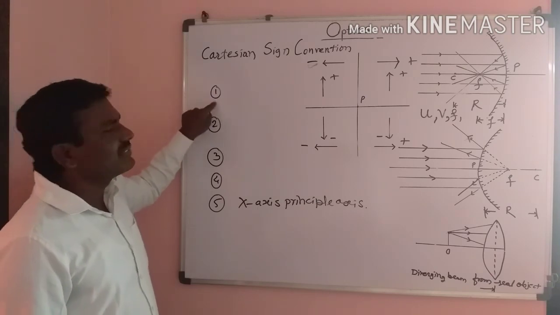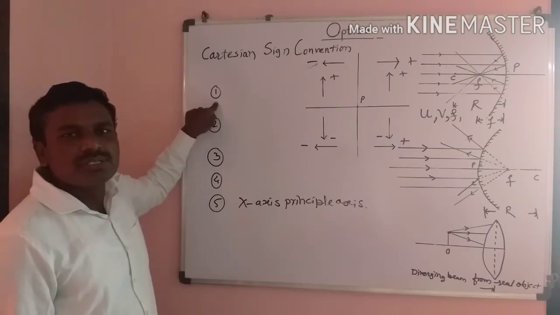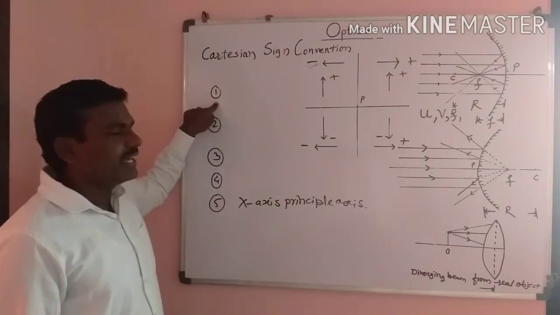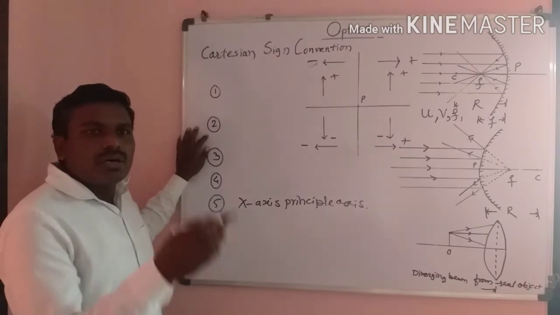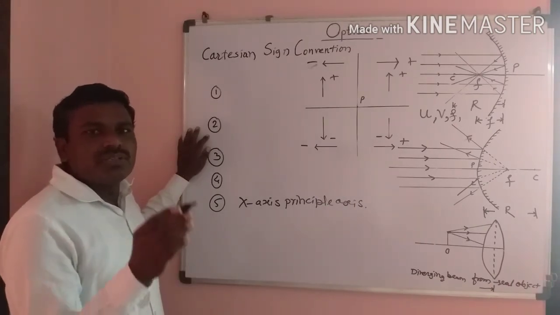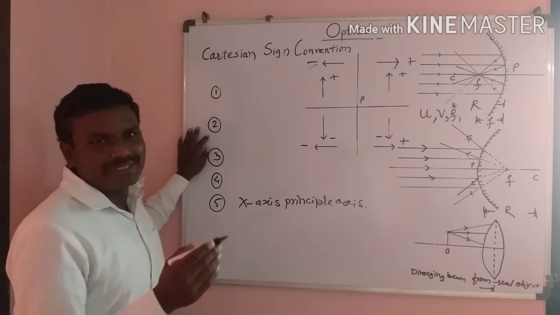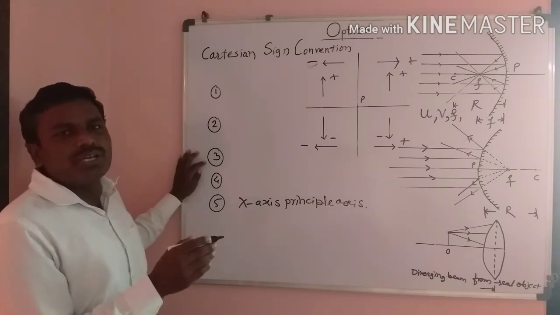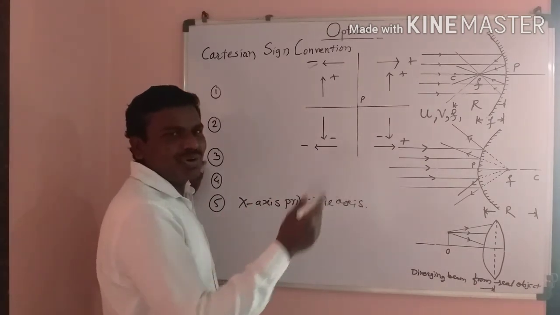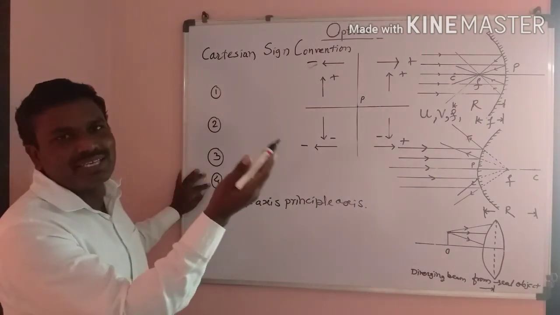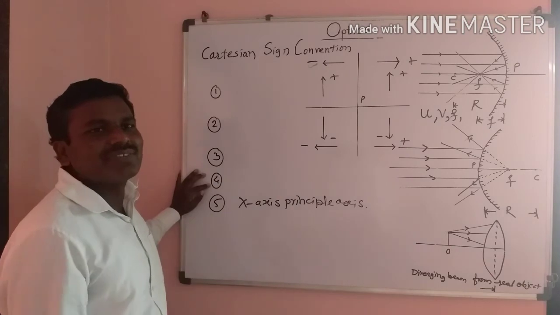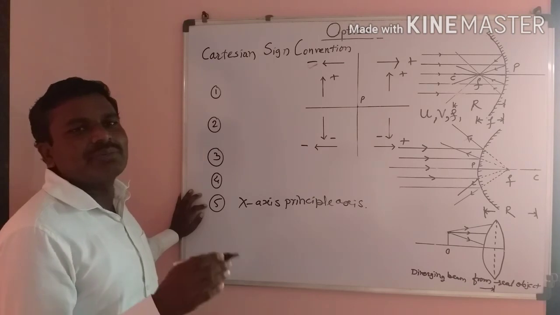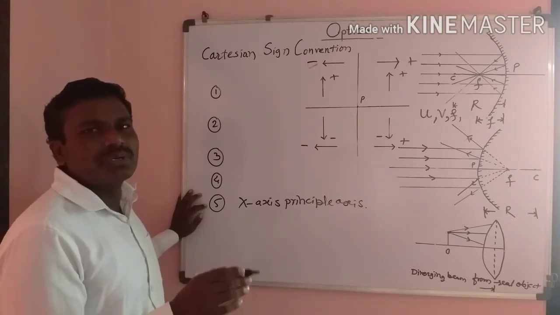These are the 5 rules which are used in the Cartesian sign convention. First, all distances are measured from the geometrical pole of the spherical surface. Second, the figure should be drawn with incident light traveling from left to right. Third, the distance to the left of the pole is always negative and to the right of the pole is positive. Fourth, the distance above the principal axis is positive, below the principal axis is negative. And fifth, the x-axis is chosen as the principal axis, which originates from the geometrical pole.